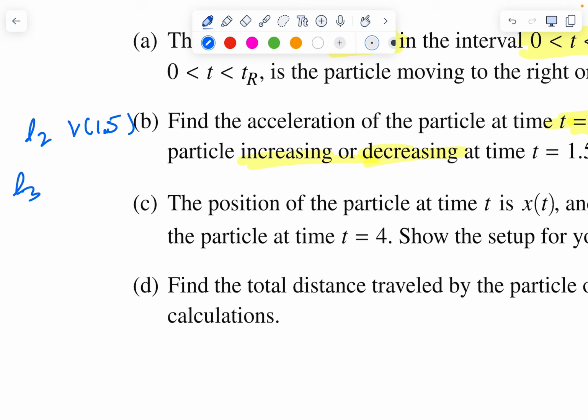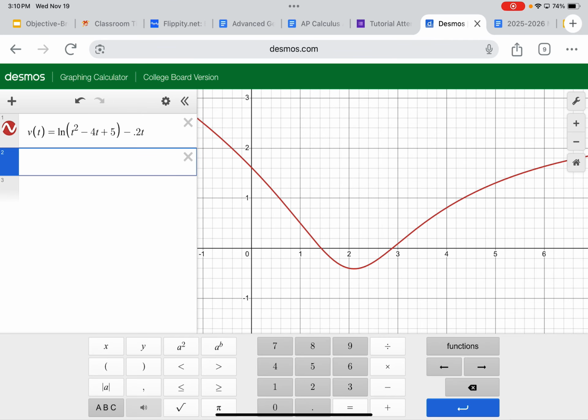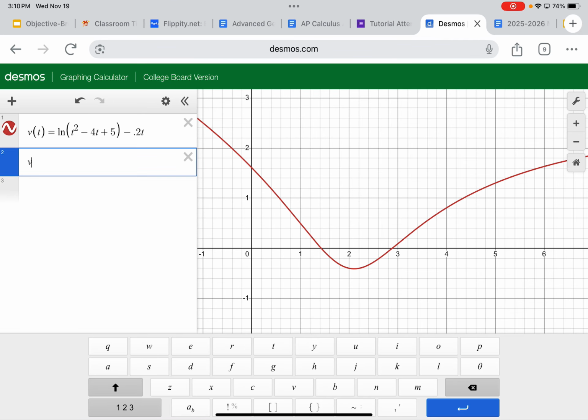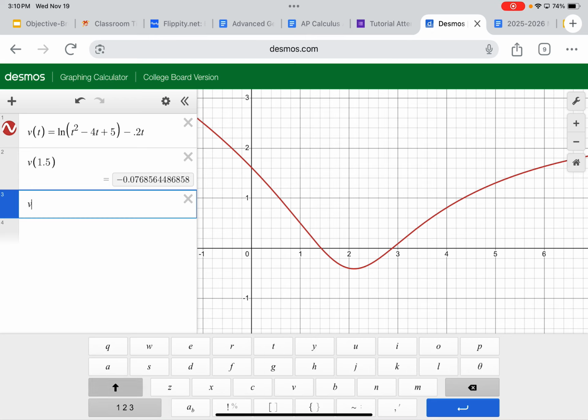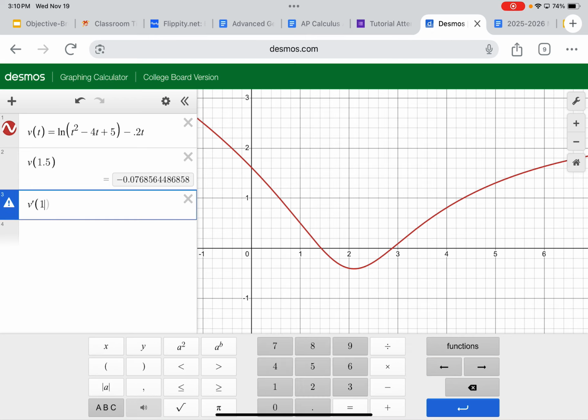Do I hear a yes anywhere? Okay, so that means v prime is the acceleration. We're going to type that in on Desmos. So leave line 1. We're adding line 2 and line 3. Let's do that together. So we're looking at v of 1.5, and then jot that down on your paper. Write v of 1.5 is equal to, and then I'm going to go to v prime of 1.5, which is our acceleration.